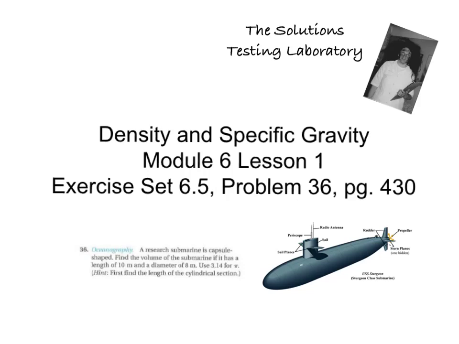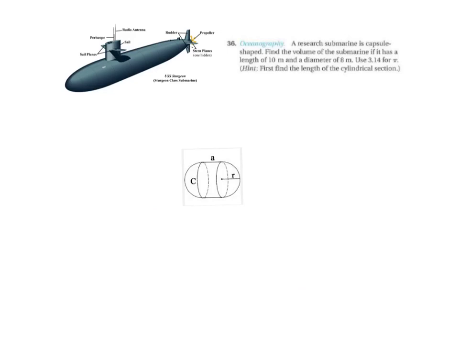We're going to be looking at exercise set number 6.5 from Module 6, Lesson 1. We're looking at problem 36 on page 430. In this question, we're asked to find the volume of a research submarine, and we're told it has a capsule shape. The capsule shape is shown in this diagram. It has a half sphere on each end and a midsection, which is a cylinder. We approximate the submarine as having that shape.